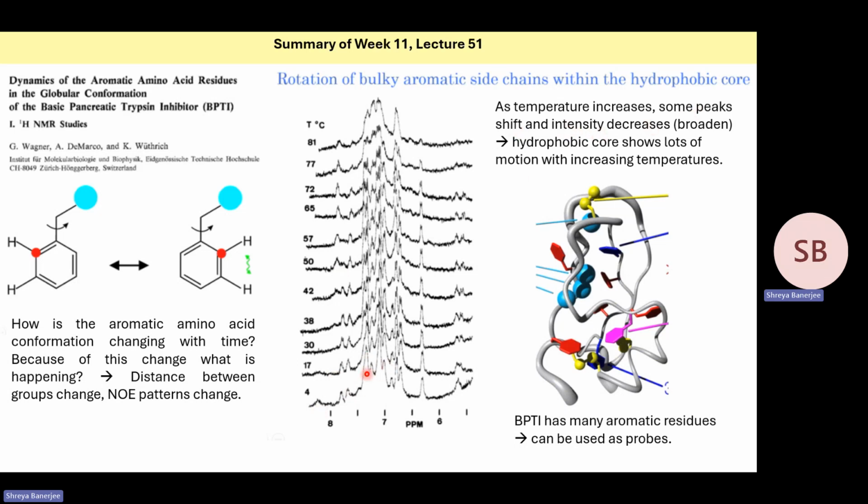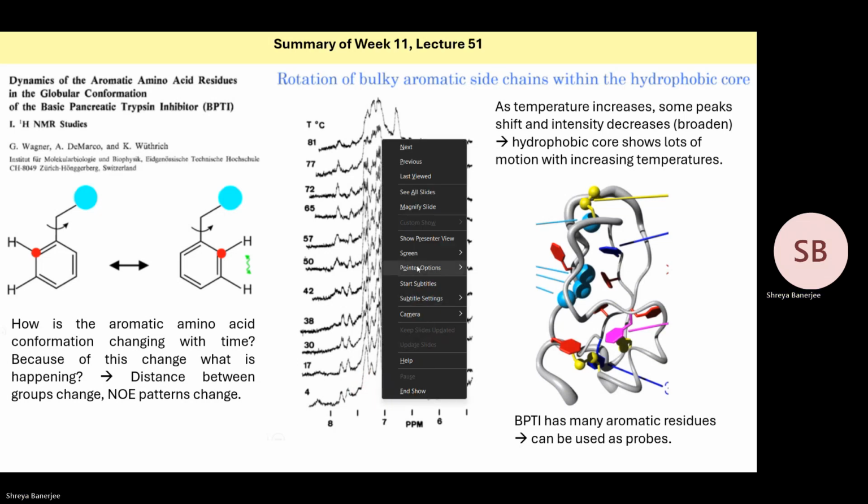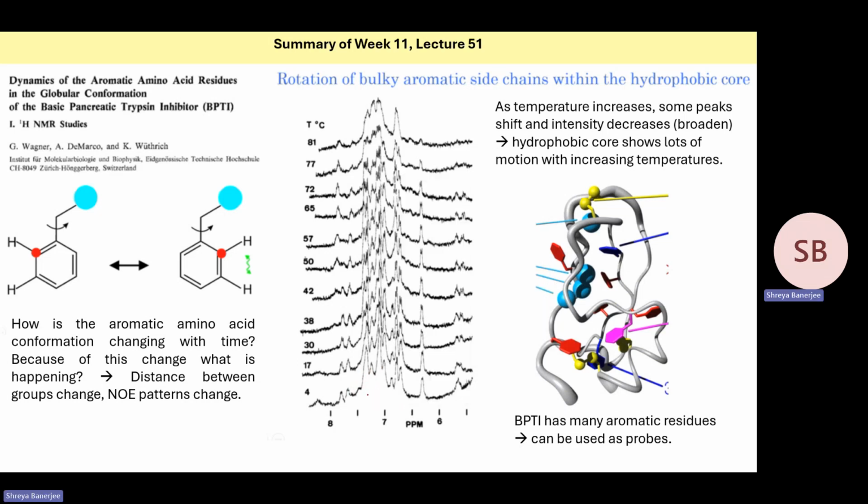So if you see this large peak, it appears somewhere here, but here it is shifting towards this side with increased temperature. Similarly, for some peaks the intensity is decreasing due to broadening. You can see peaks are very sharp here, but here they have kind of merged into one broad peak.